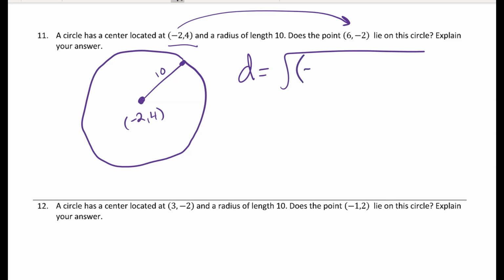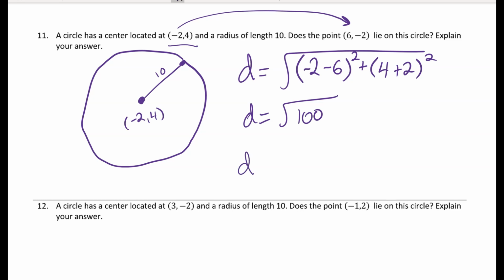So I'm going to do x minus x, so I'm subtracting my two x values. It doesn't actually matter what order you subtract them in as long as you're consistent. 4 plus 2. And when I simplify what's in those parentheses, I get 100. And radical 100 is 10. Yes, it does lie on the circle. Why? Because the circle has a radius of 10, which means all the points in the circle are 10 units away. And by the distance formula, 6, negative 2 is 10 units away from negative 2, 4.